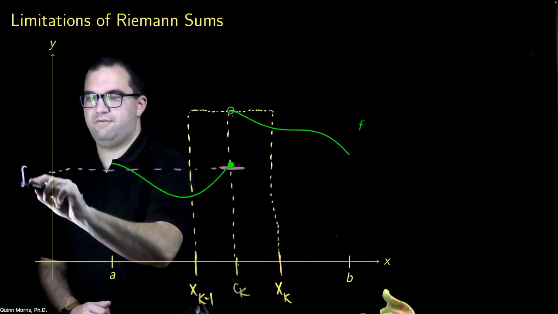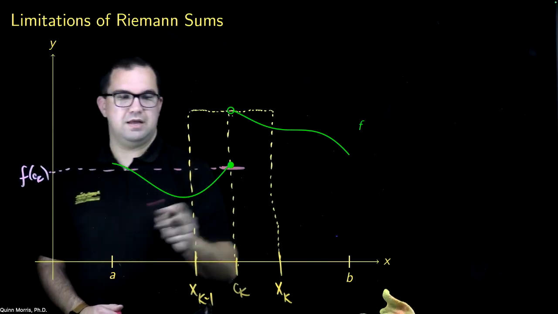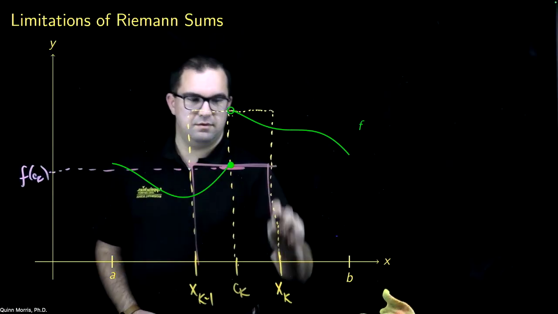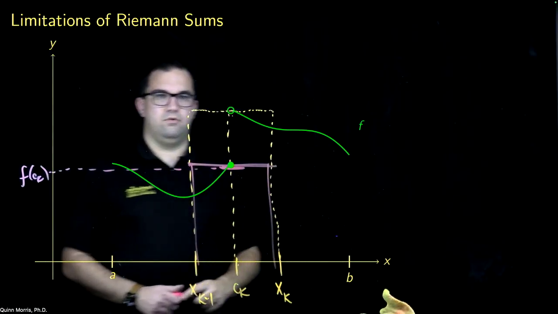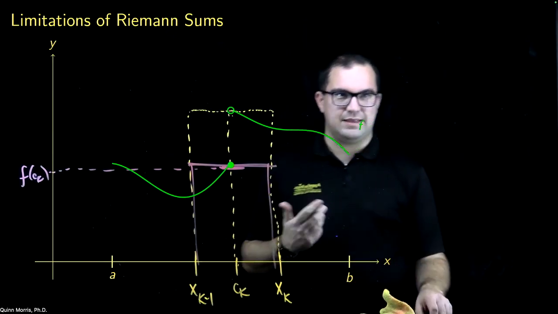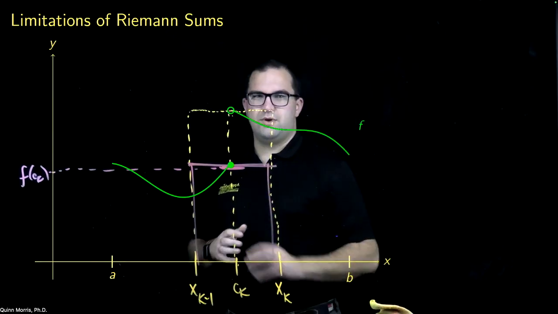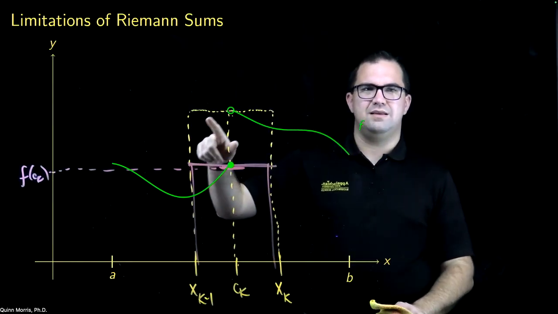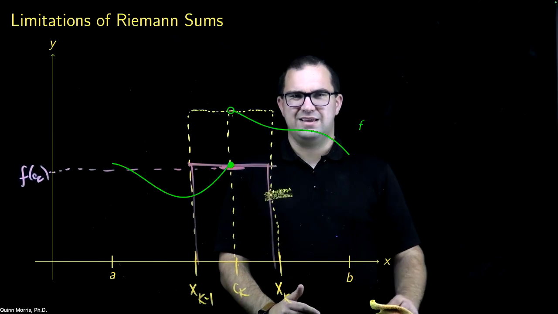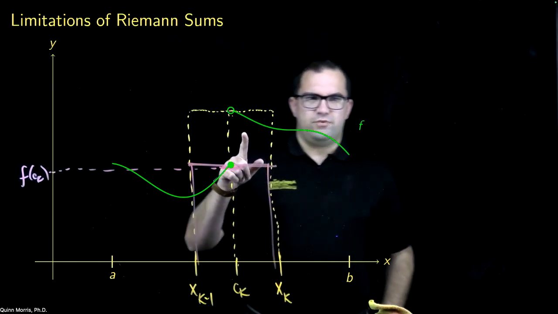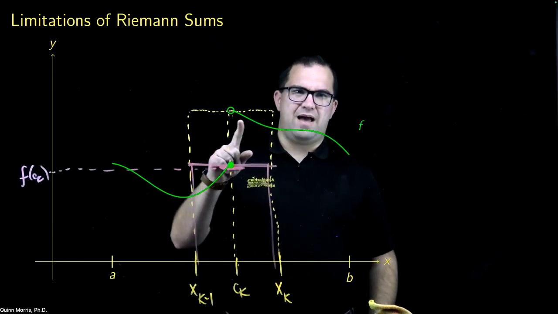So this is f of c sub k. And so if you tried to do a Riemann sum, you would get this as your approximating rectangle. But again, I feel like I should be allowed to have this as an approximating rectangle. So the question becomes, how would we describe this value, given that it's not really an output of the function?